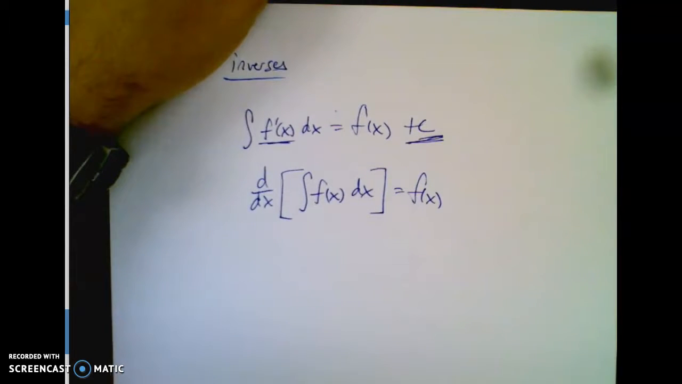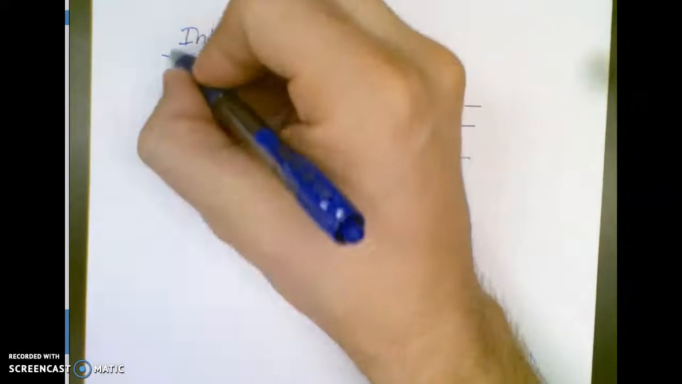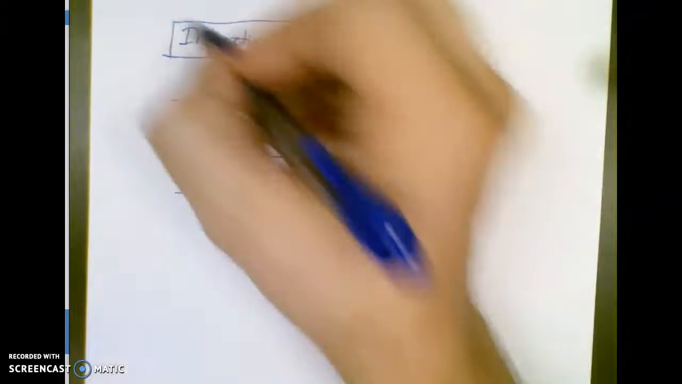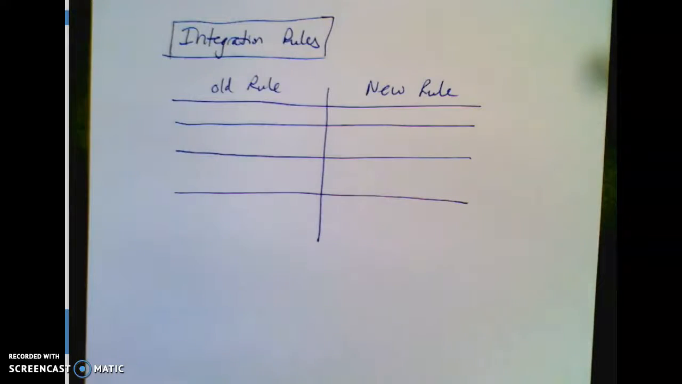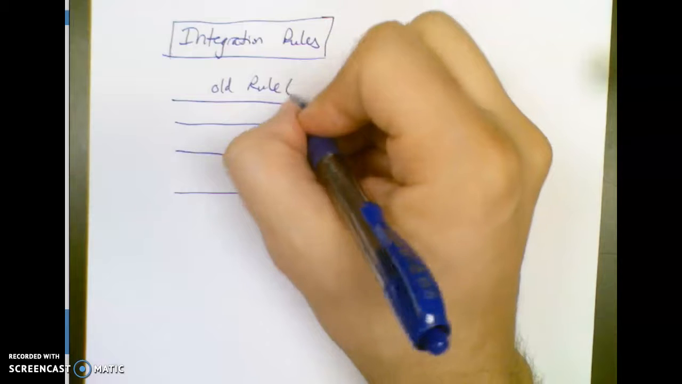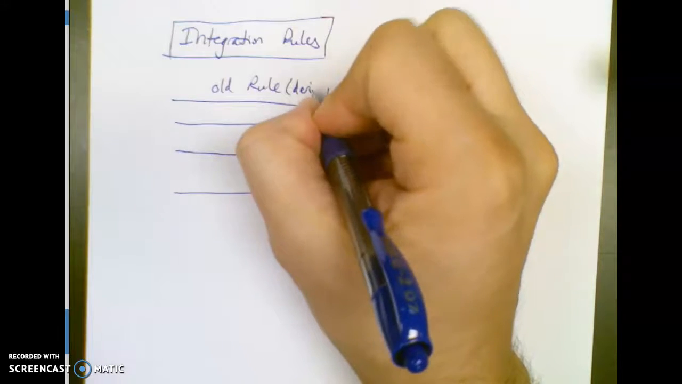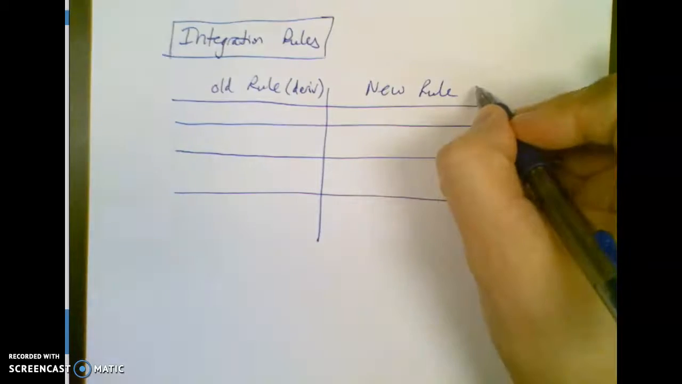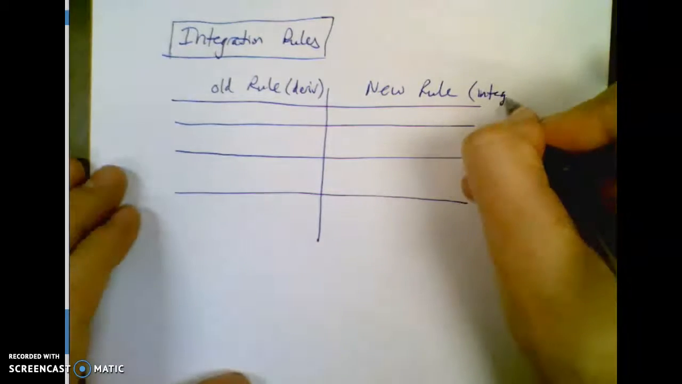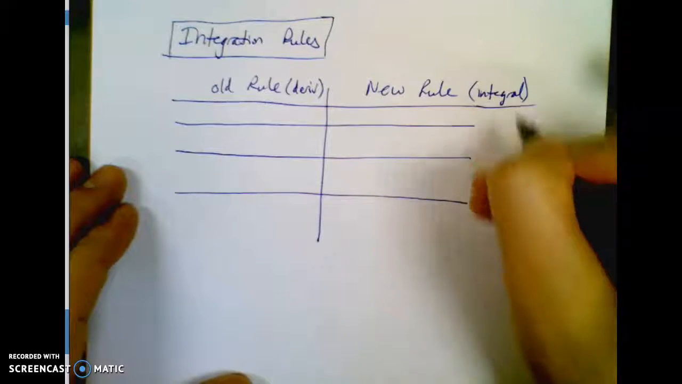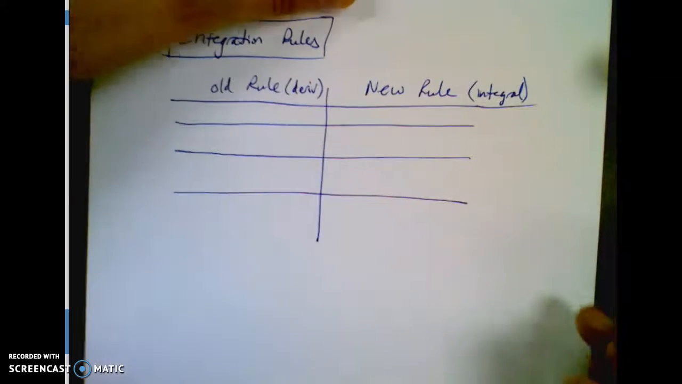All right, so let's look at some old rules. I'll set up a table real quick. All right, so these are our integration rules. There aren't as many because there's no product rule and there's no power rule, which is kind of cool. But take a minute, pause this, and set up your own table. All right, so our old rules, when I say that, is our derivative rules. And our new rules are going to be our integral. And you'll start to notice is they do the opposite of each other.